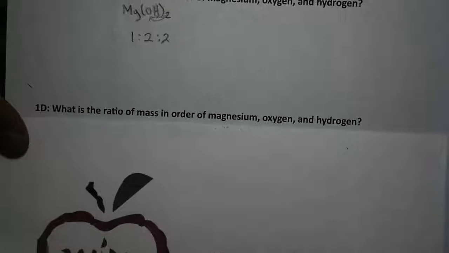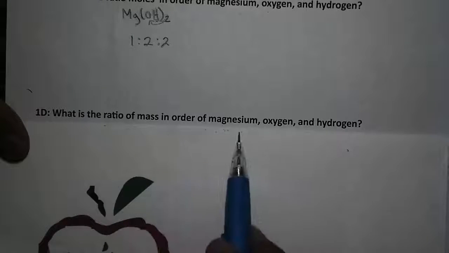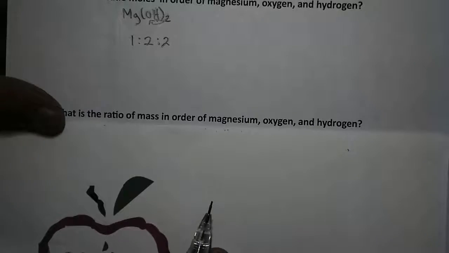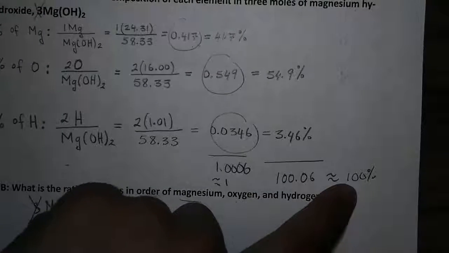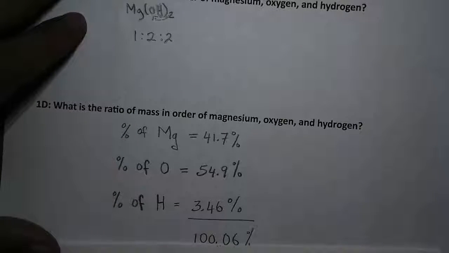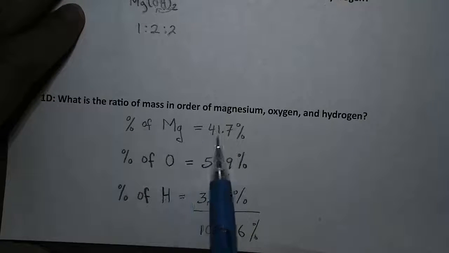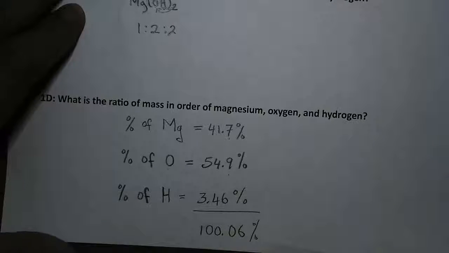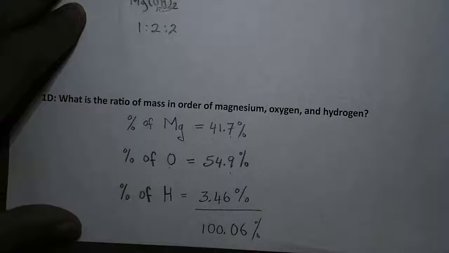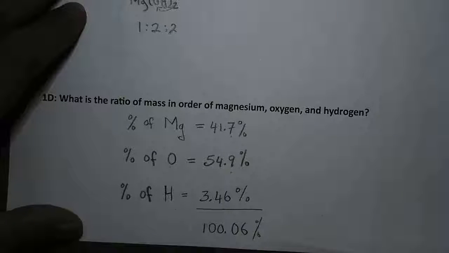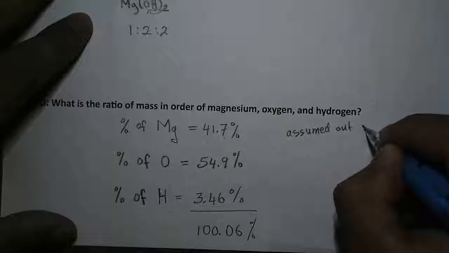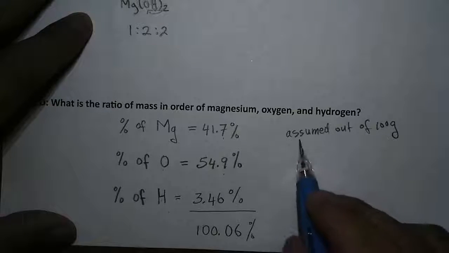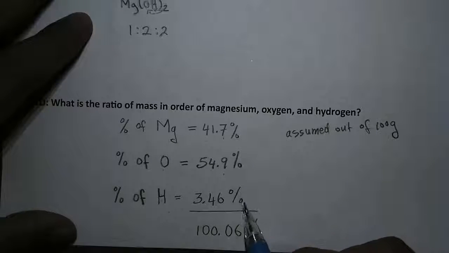Another problem that deals with ratio is, what is the ratio of mass in order of magnesium, oxygen, and hydrogen? We figured out the percentage in here, right? And this is percentage by mass, which is relative to 100. So what if we assume that this sample is out of 100? If we look at the percentages for magnesium, oxygen, and hydrogen, we can express this as a ratio with the assumption that it is out of 100. So we can say, assume out of 100 grams. With this assumption, we can express this in terms of grams.